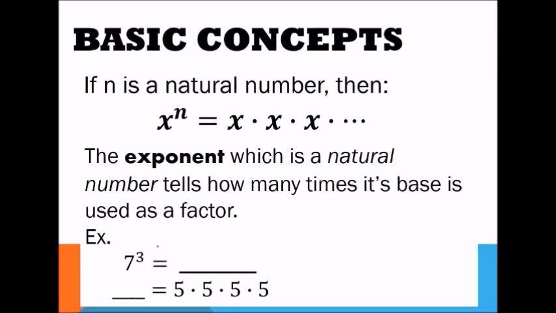That means if you have 7 to the third power, this is not 7 times 3. This is 7 times 7 times 7. You used 7 as a factor 3 times. For the next one, we have 5 times 5 times 5 times 5. If you write this in exponential form, this will be 5, then 1, 2, 3, 4, that will be our exponent, to the fourth power.